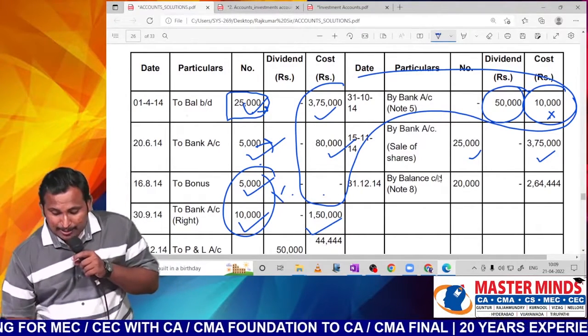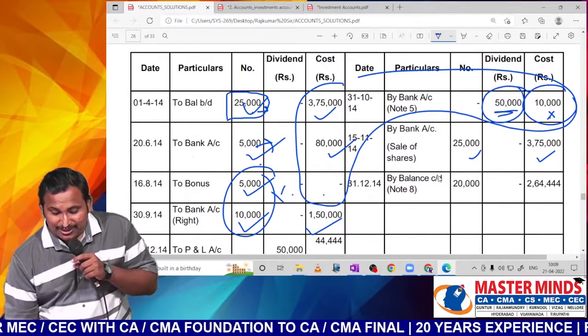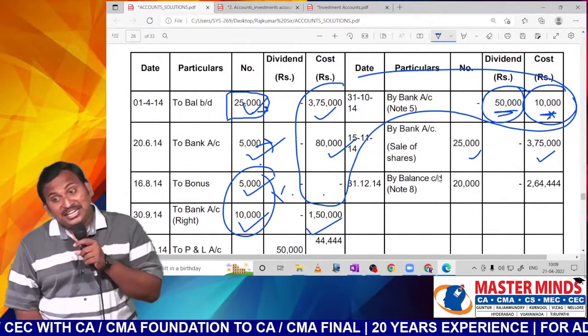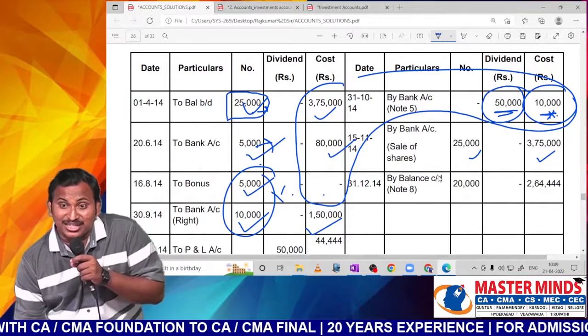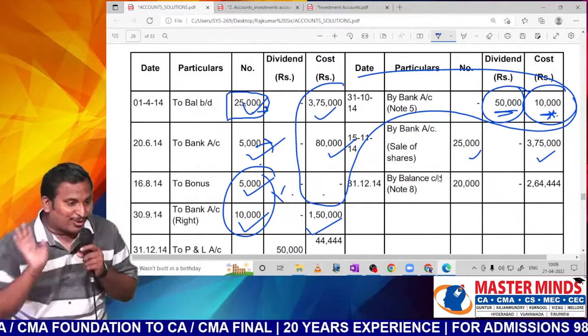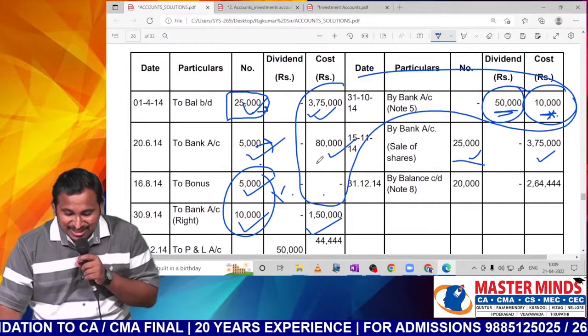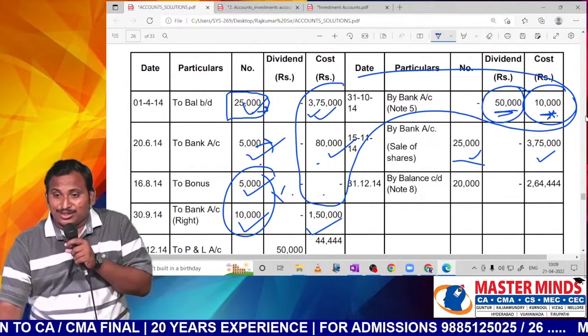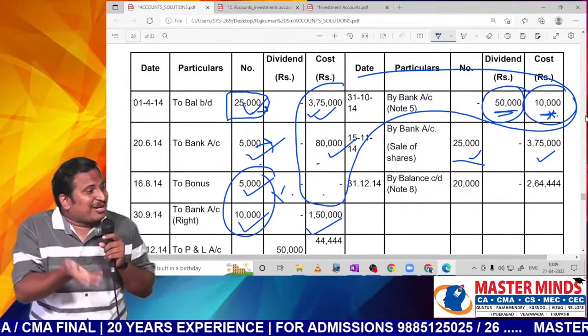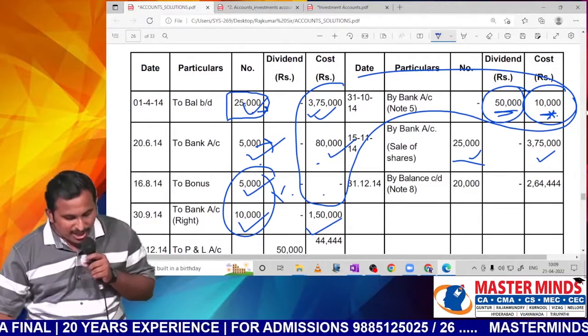Out of 100, 30 people may commit mistake in writing 50,000 and 10,000. 90 students will commit mistake in reducing this 10,000 while they compute the cost. While they compute the cost of this 25,000, they'll add these two, but they forget to reduce 10,000 because you are reducing the investment value, no? So cost has to be reduced.